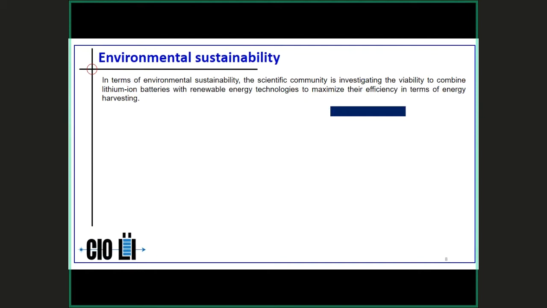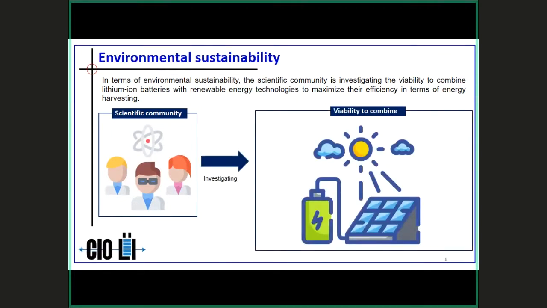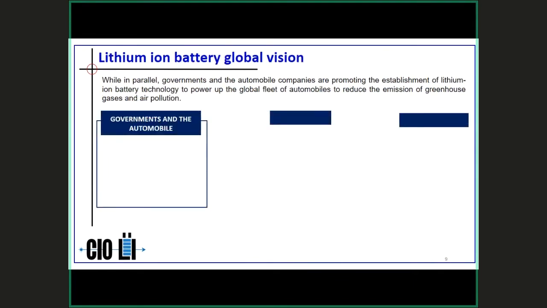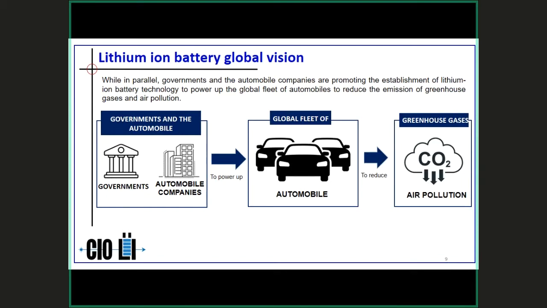In terms of environmental sustainability, the scientific community is nowadays trying to find a way to combine the lithium-ion battery technology and the renewable energy technology. While in parallel, both the government and the automobile companies are promoting the establishment of lithium-ion battery technology to power up the global fleet of automobiles with the aim to reduce the emission of greenhouse gases such as carbon dioxide.